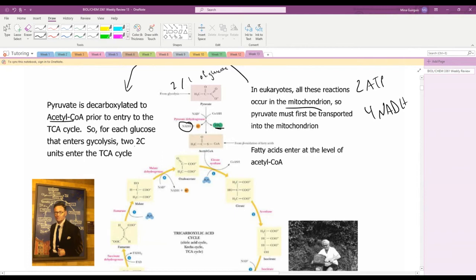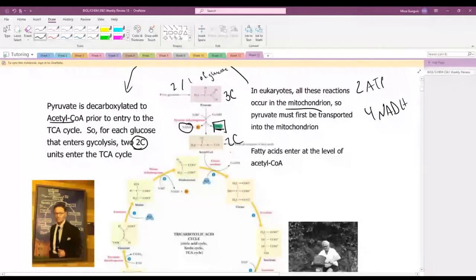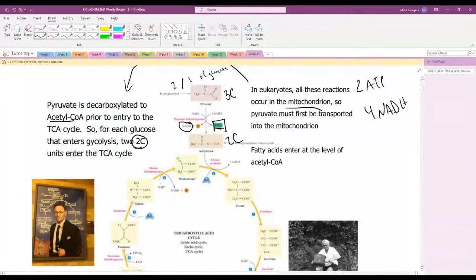I'm going to start shifting a little bit more toward how many carbons does each molecule have, because I think that that's a really important way to keep track of the tricarboxylic acid cycle. So pyruvate is 3 carbons. We lose 1 from CO2, and we're left with a 2-carbon molecule entering the citric acid cycle.